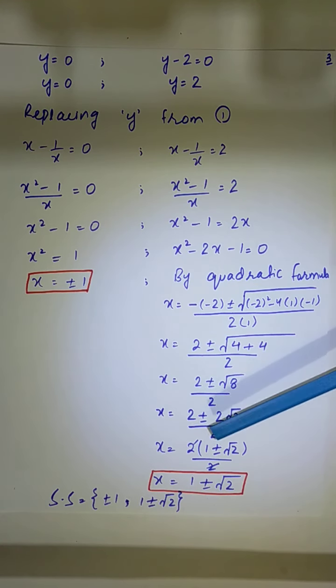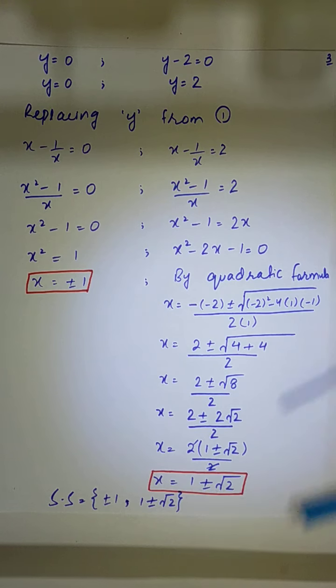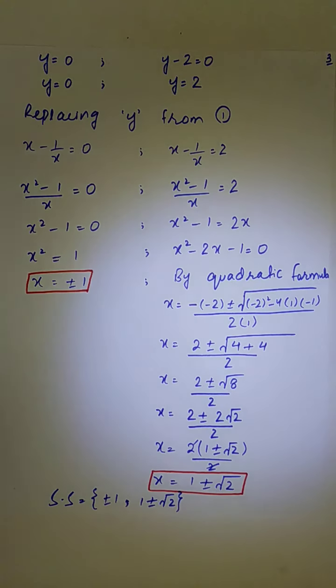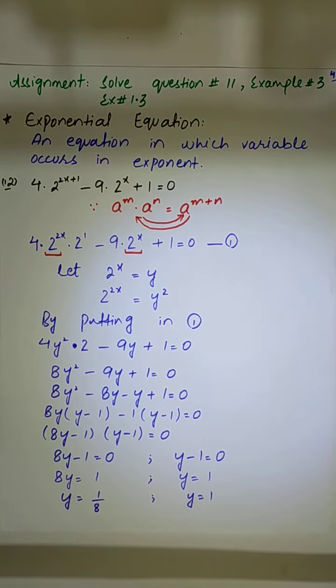y was not the final answer. When we replace the value of y as x minus 1 by x, we will get the value of x, that is plus minus 1 and 1 plus minus under root of 2. These are the values of x and this is the final answer. So we will put both of these values in the solution set now. Like the solution set is, we have to use this bracket, plus minus 1 comma 1 plus minus under root of 2, bracket close. And this is the final answer of this question 10.